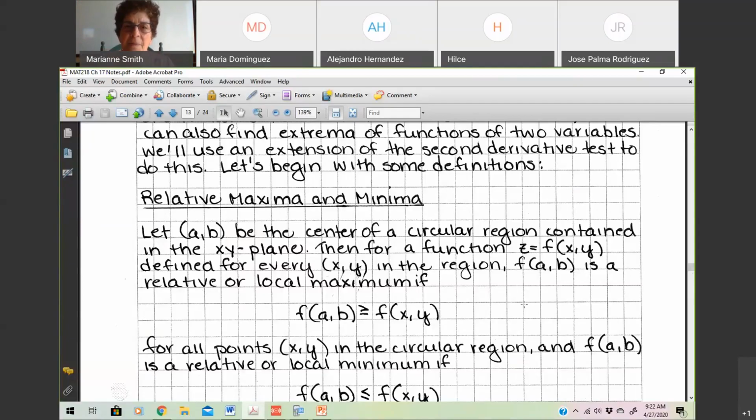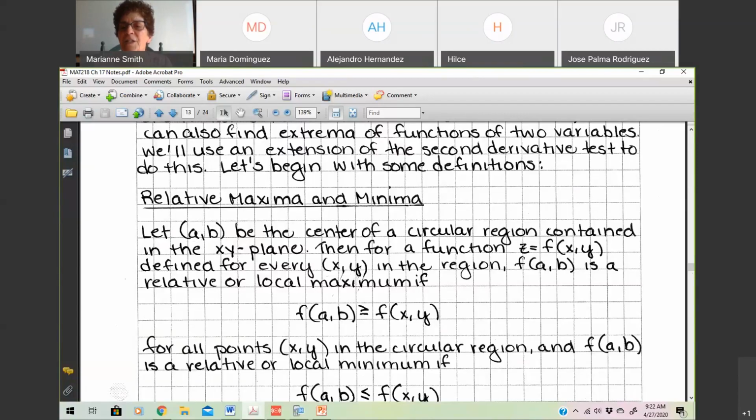maps to. Now, some of those Z points up there are going to be mountaintops, in other words, maxima. Some of them are going to be valleys, so they're going to be minima. And some of them are going to be neither. We'll talk about what those are. So let one of those ordered pairs on the floor be (a, b), and let it be the center of a circular region contained in the XY plane, that's the floor.